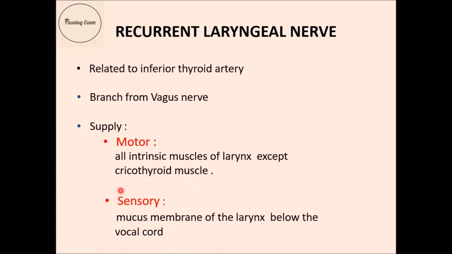The second most important nerve in relation to thyroid gland is the recurrent laryngeal nerve. It is related to inferior thyroid artery and a branch of vagus nerve. It has motor and sensory supply. The motor supply is to all intrinsic muscles of the larynx except cricothyroid, which is supplied by external branch of superior laryngeal nerve. And then the sensory supply is to the mucous membrane of larynx below the vocal cord. Above the vocal cord, the sensory supply is from internal branch of superior laryngeal nerve, as I have mentioned in the previous slide.